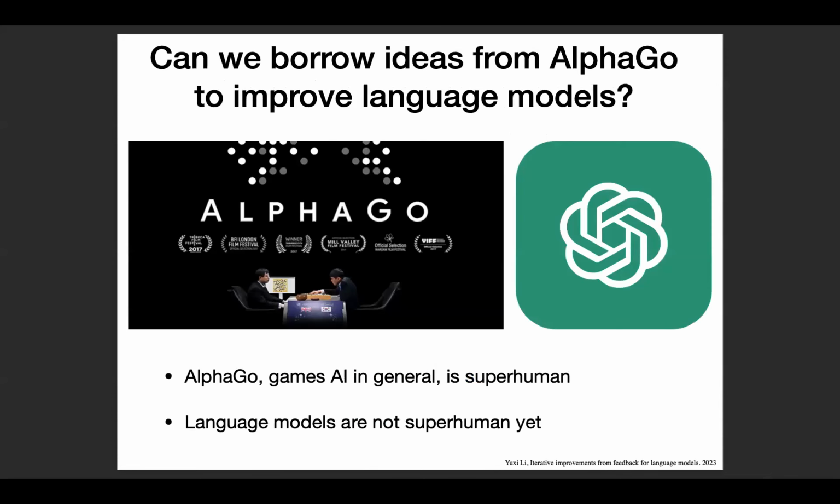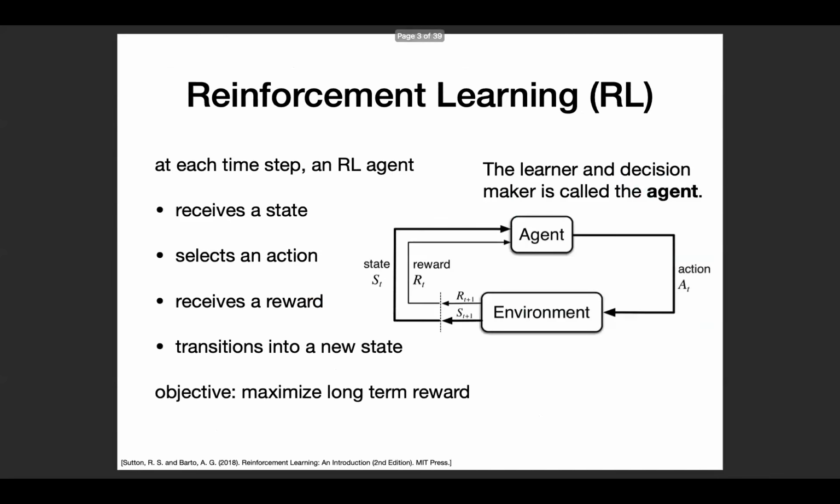So AlphaGo, everybody knows that, right? AlphaGo is superhuman. Language models not yet. So how can we leverage knowledge from AlphaGo to improve language models? Reinforcement learning. Hopefully, you know that. It's about an agent, a learner and decision maker. Nowadays many people are talking about agents. The last two talks were talking about agents. But what's an agent?